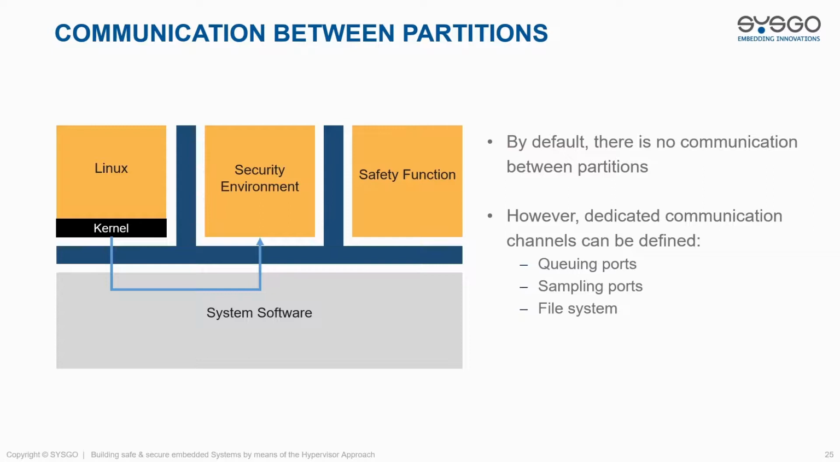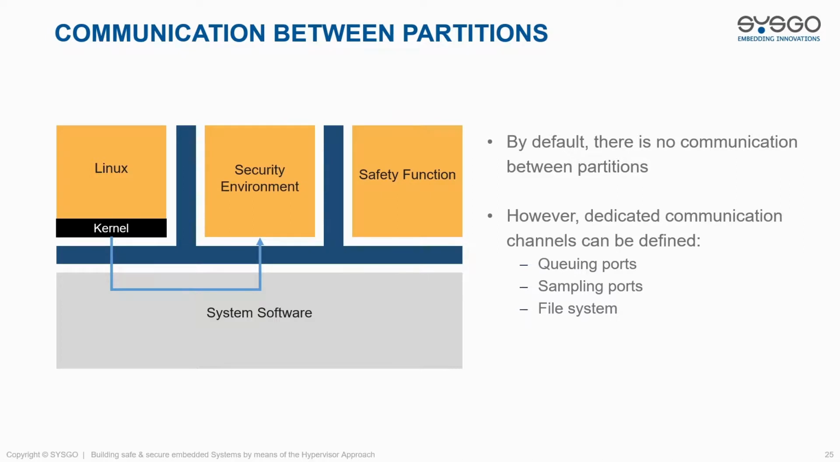The first way is so-called queuing ports, and these queuing ports are defined according to a safety standard from the avionics world called ARINC 653, and it allows unidirectional communications between partitions with buffers. So it's message based, and the communication buffers reside within the system software. The queuing ports are a one-to-one communication, and you can use blocking as well as non-blocking calls as an API.